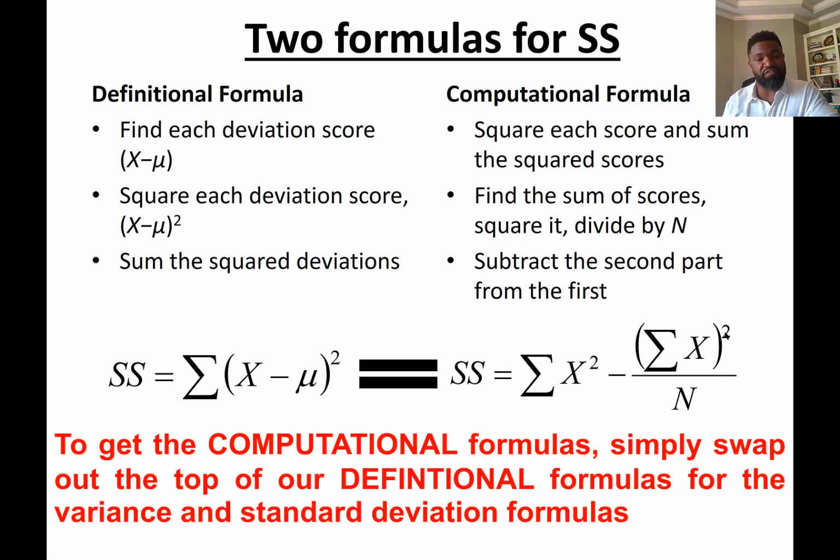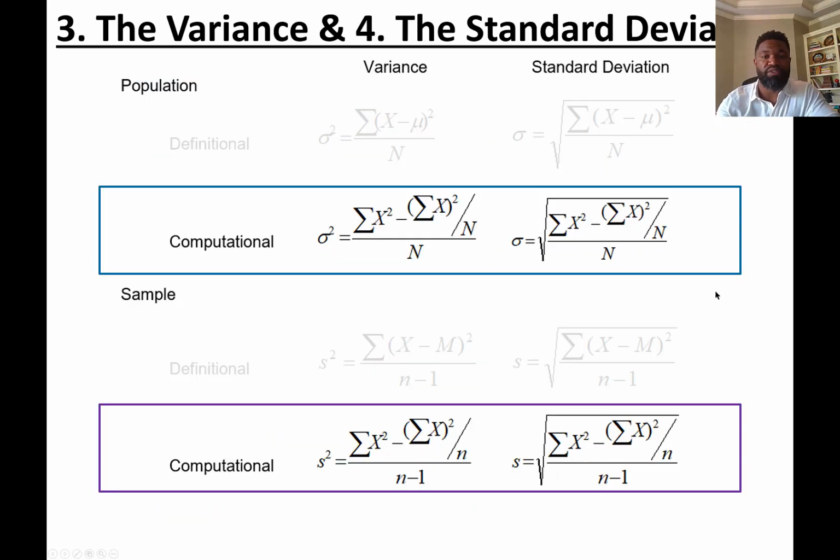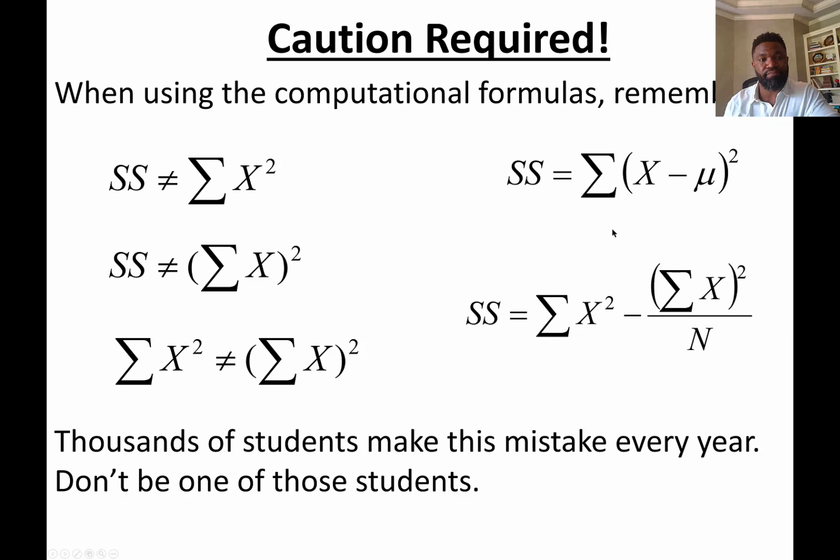So to get the computational formulas, you simply swap out the top part of that formula for variance and standard deviation. You just swap the top part out for the comparable formula here. And it's pretty easy to do. So again, we just swap that top part out up here for this part right here, and those formulas are exactly the same. Now, again, take notes because here's a place where students go wrong every single year.